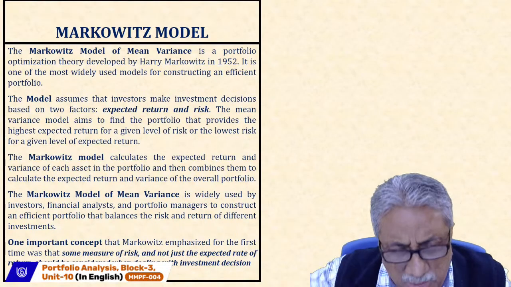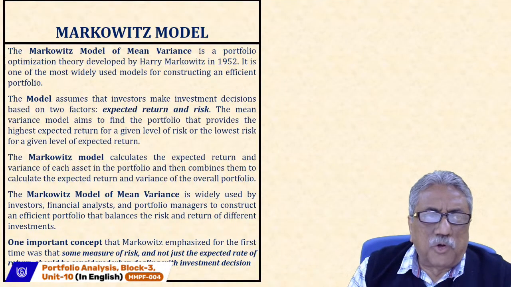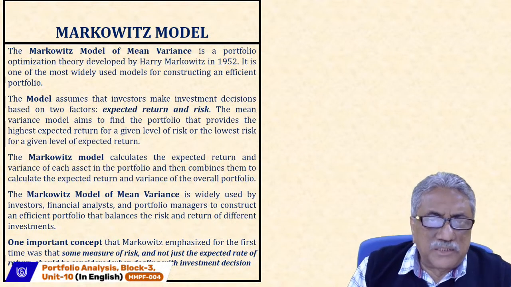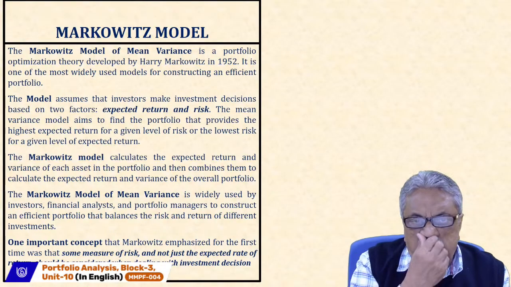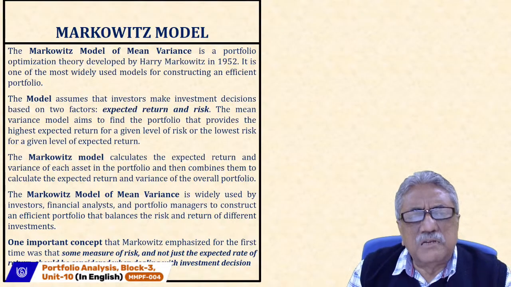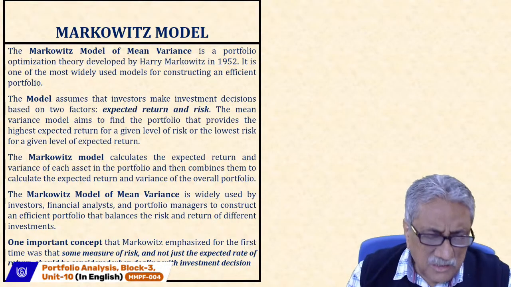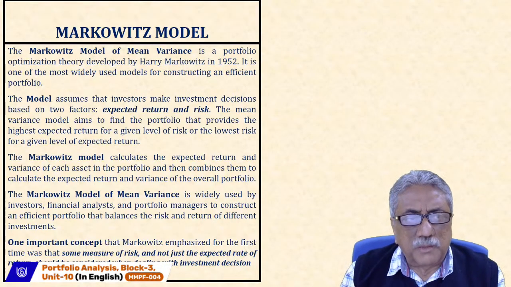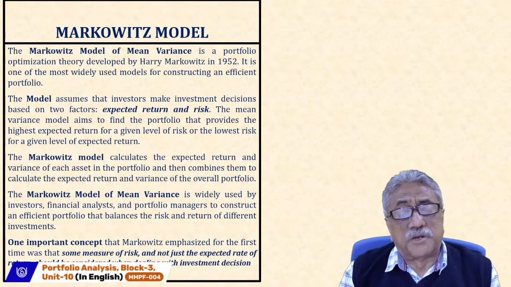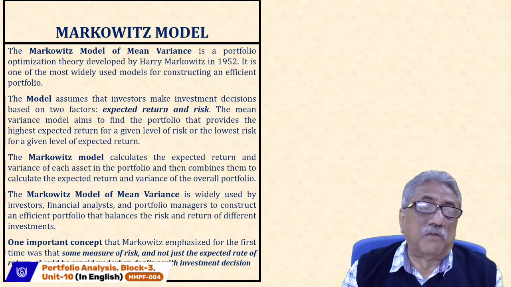Last, I will touch on Markowitz model, because Markowitz was one person who got the Nobel Prize for his optimization theory in 1952. Mean variance. It is one of the most widely used models for constructing an efficient portfolio. The model assumes that investors invest because of expected return and risk. These are the two factors. There is a risk and there is expected return. The mean variance model aims to find the portfolio that provides the highest expected return at a given level of risk, or the lowest risk for a given level of return.